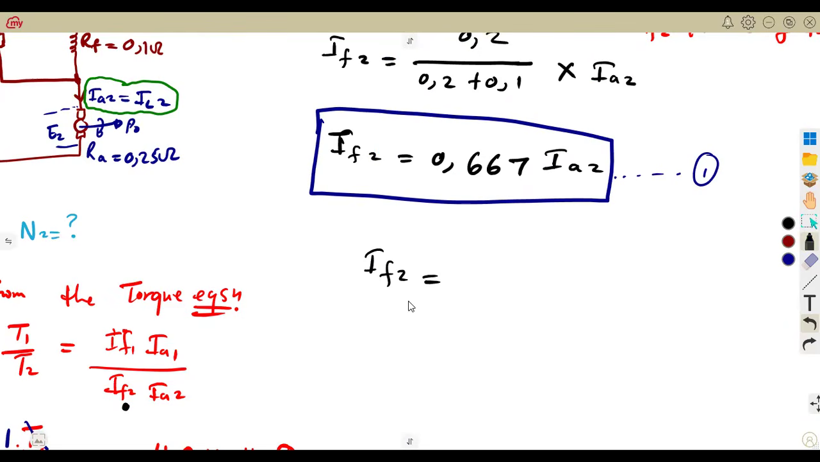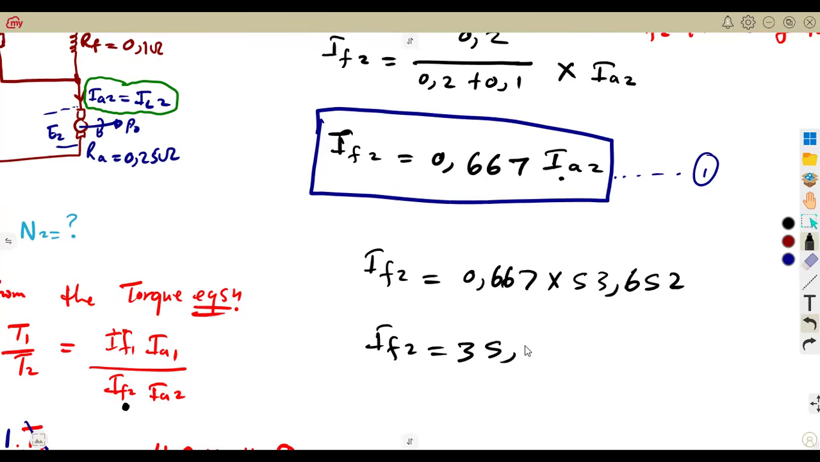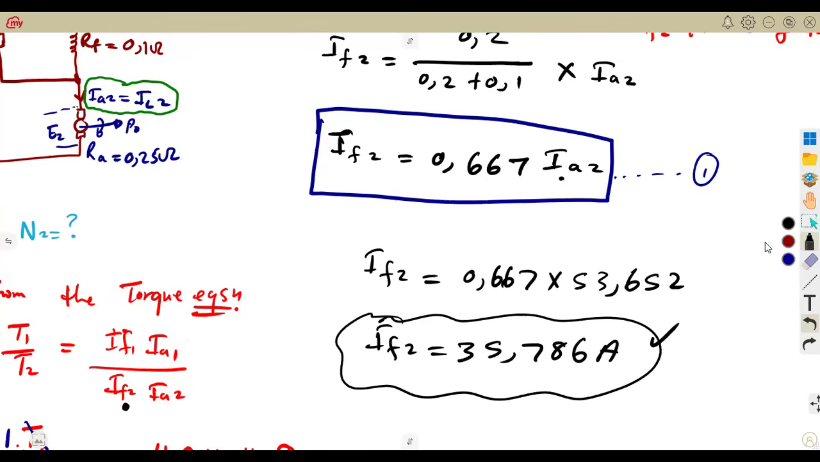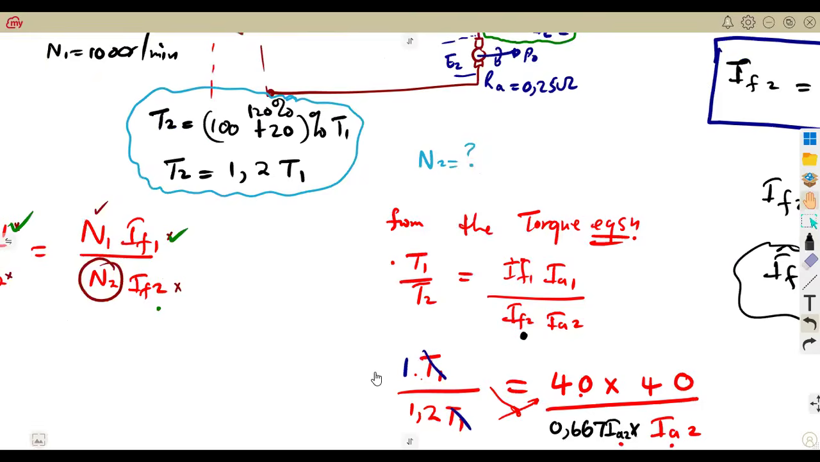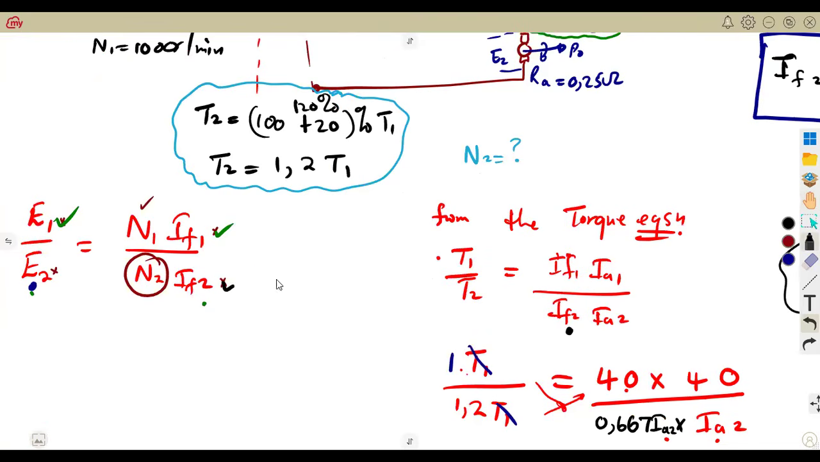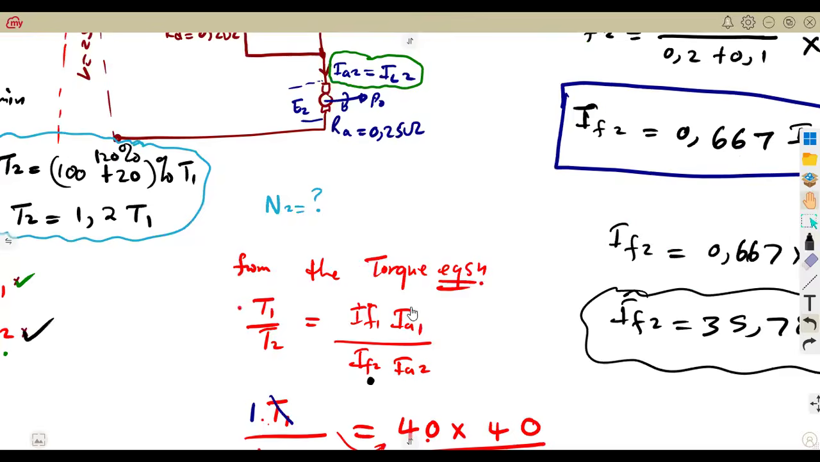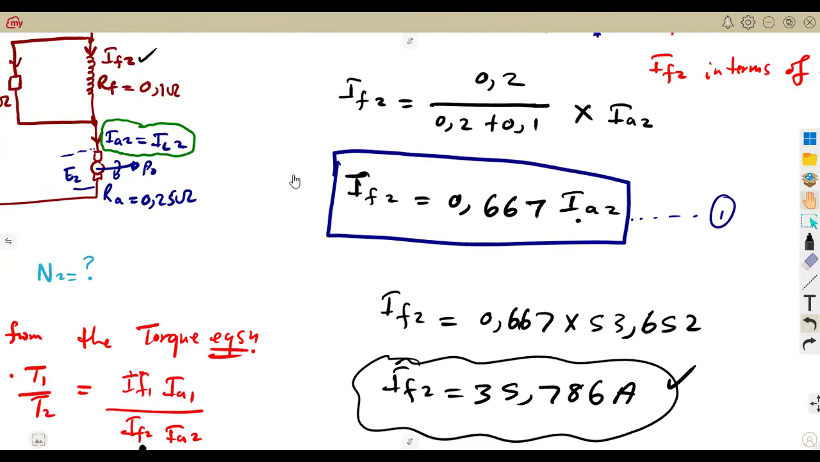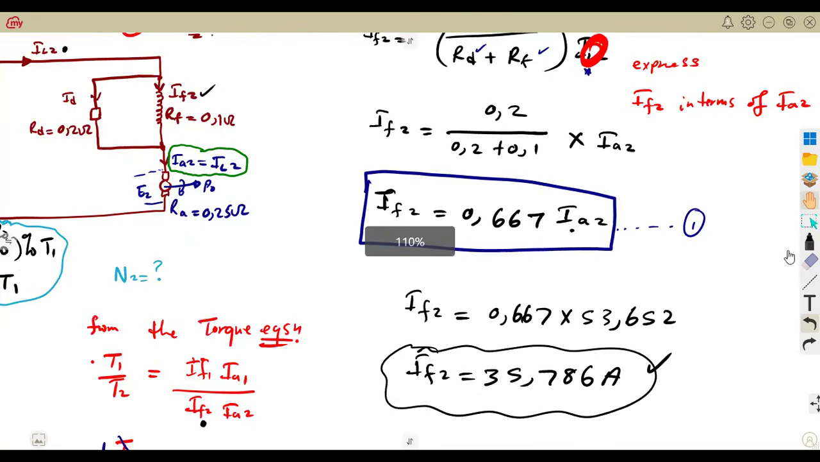The field current from the relationship 0.667 times what? Armature current, the one that we calculated. Remember, we got 53.652 amperes. So that field current was going to be calculated as 35.786 amps. So we have got the field current, the numerical value that we need in our formula here. What is left? The generated EMF E2. So E2 can also be calculated from our circuit here on the final condition.